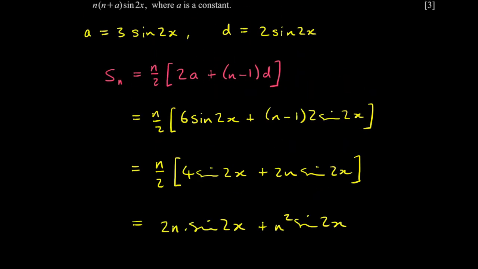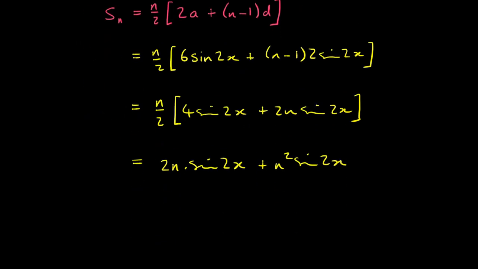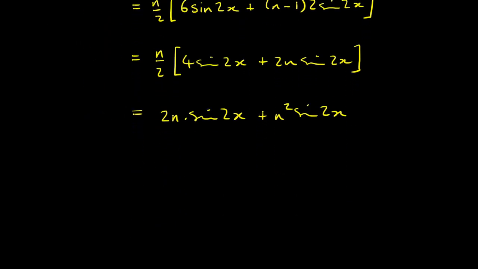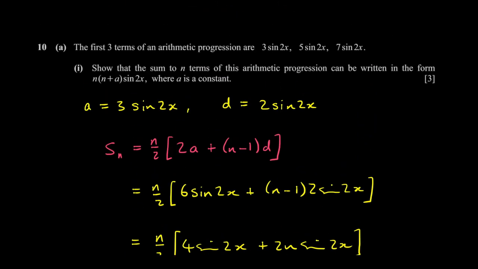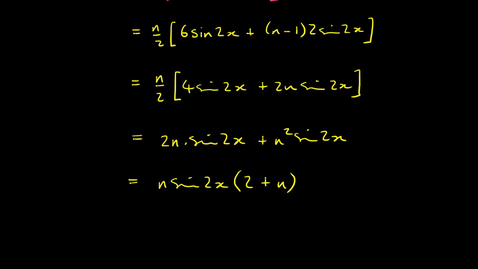All right then, what form do we need? Oh, they want it to be factorized. Okay, well if I factorize out n, I'm going to get n sine 2x, open bracket, 2 plus n. So that a there is going to be 2. Sorry, just to make it absolutely clear, this is n bracket n plus 2 times sine 2x.